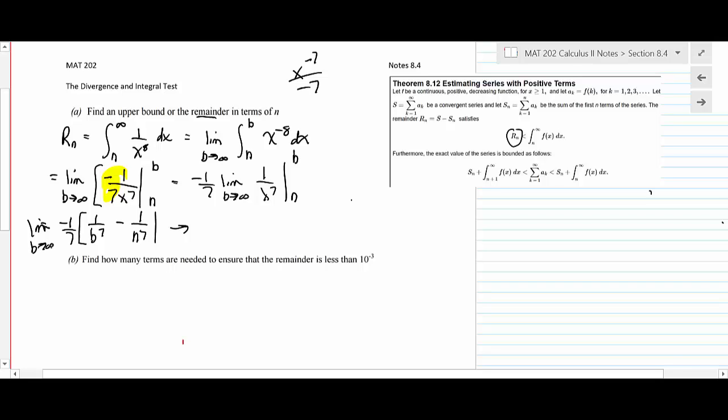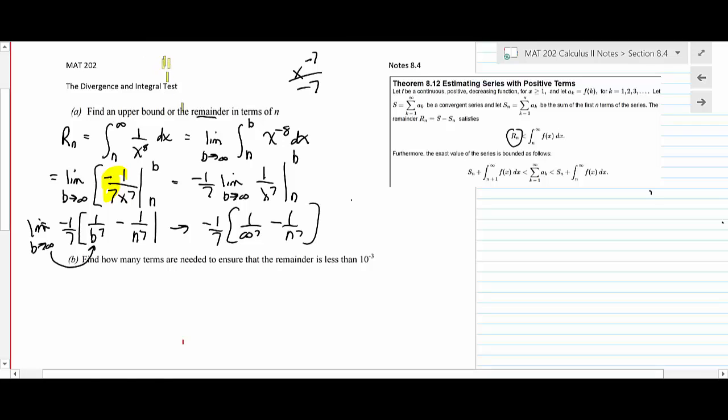Okay, everybody with me so far? That's a pretty straightforward improper integral that we've done. So now just replace b with infinity. If you did that, you'd have negative 1/7. You can do this in your head, that you could think of that as infinity, like that.